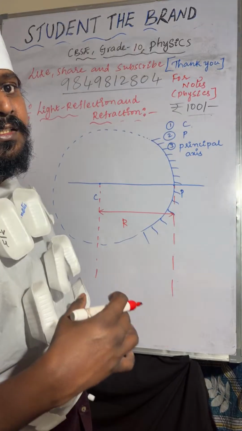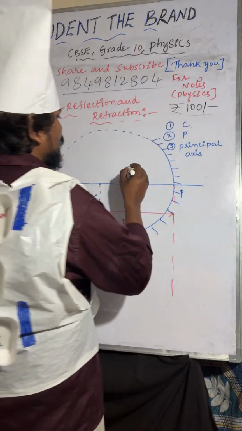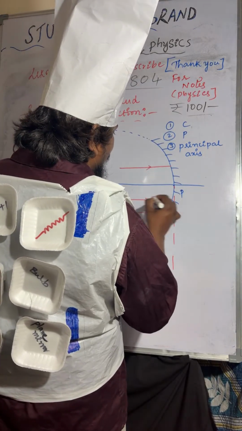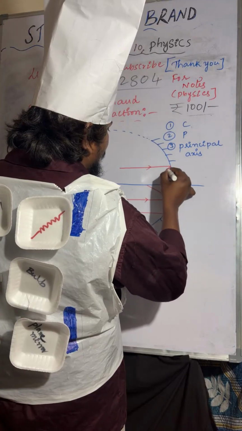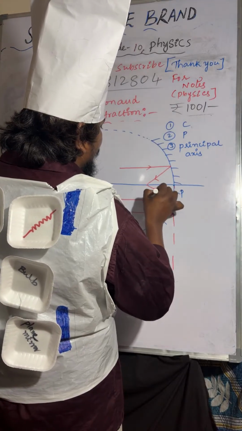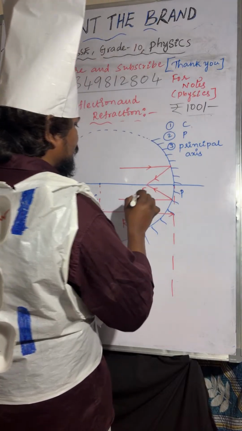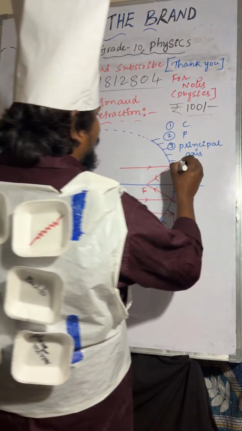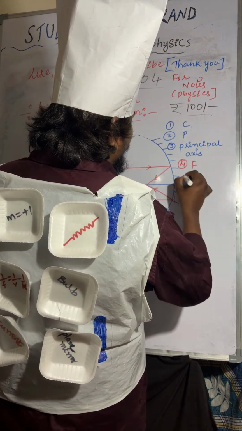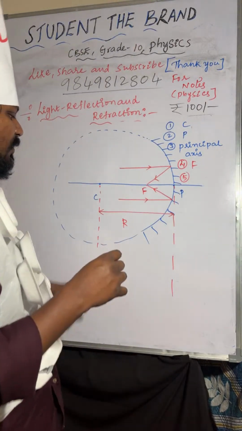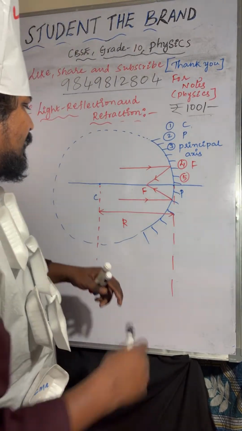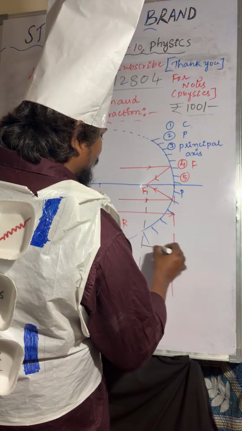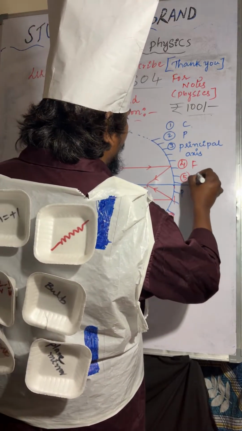Okay, after reflection all light rays are meeting at one point. These are the incident light rays, this is also an incident light ray. After reflection those light rays are meeting at one point. Here I am taking this as focus, which we denote with capital F. So fourth one is capital F, and fifth one is the distance between focus and pole, which is called focal length. This distance is called focal length, denoted with a small letter f.